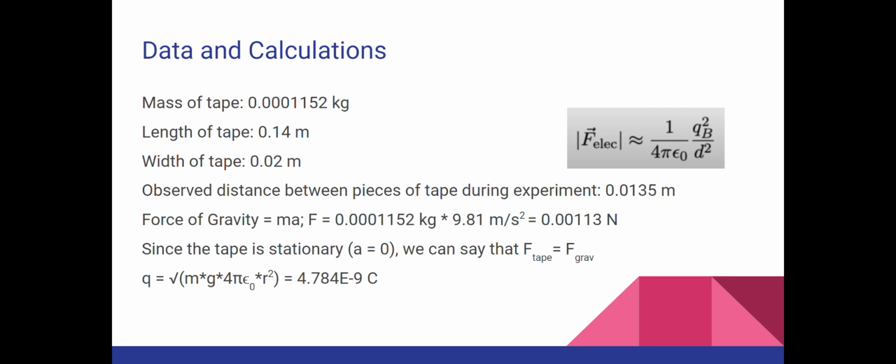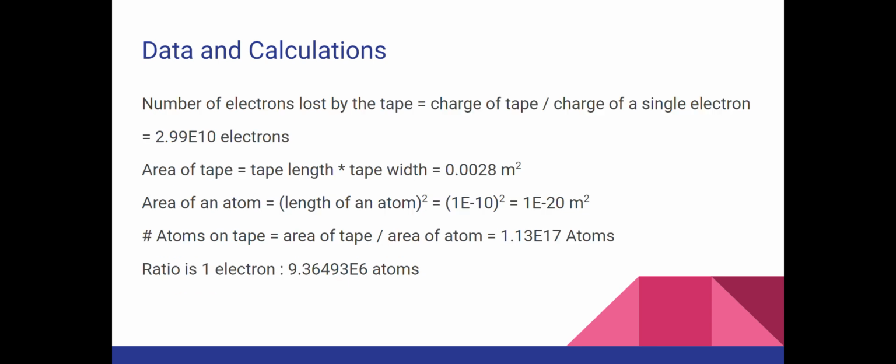Since the tape is stationary, where the acceleration equals 0, we can say that F tape equals F grav, basically meaning that the force due to the electrostatic and the force due to gravity cancel out. This is then used to solve for the charge of the tape, using Coulomb's law and algebraically inserting the net force. The number of electrons lost by the tape is equal to the charge of the tape divided by the charge of a single electron, which is the known quantity, which results in 2.99 times 10 to the 10 electrons.